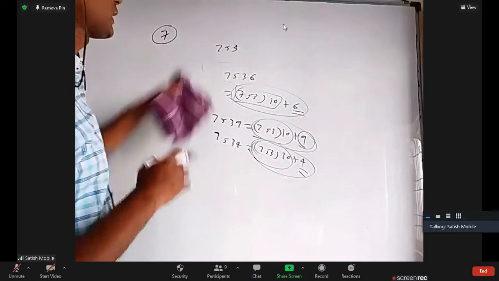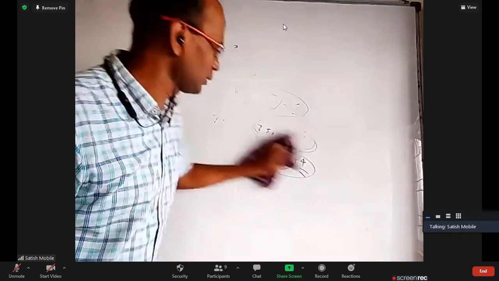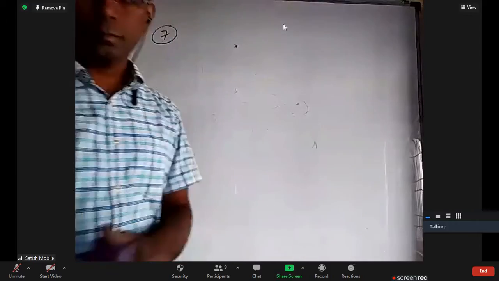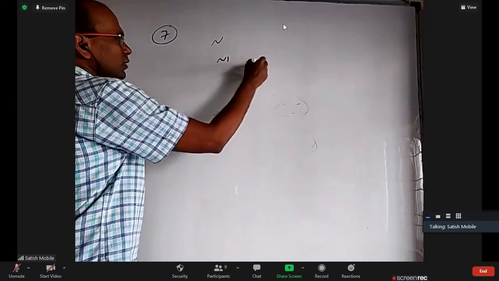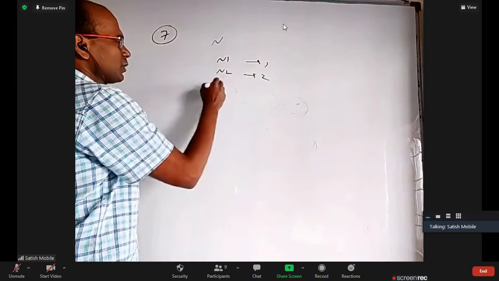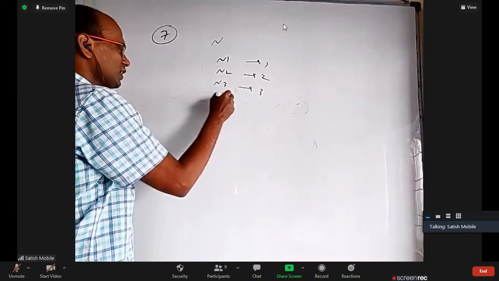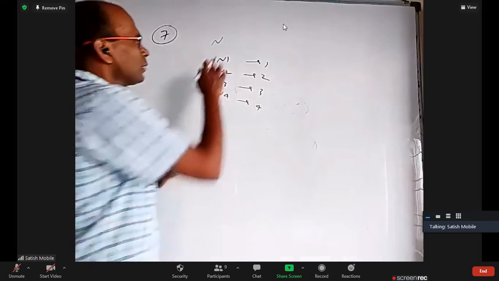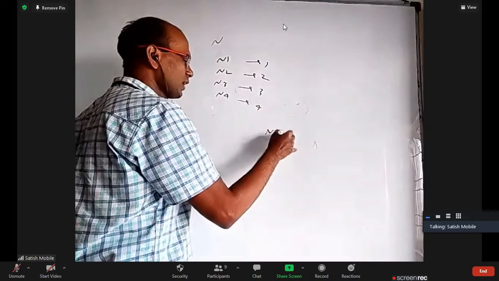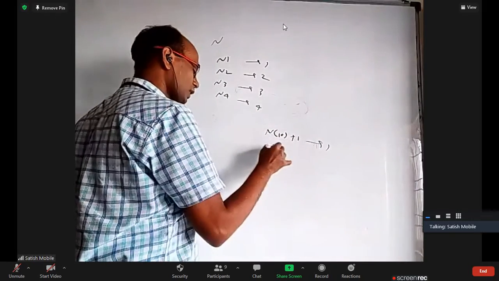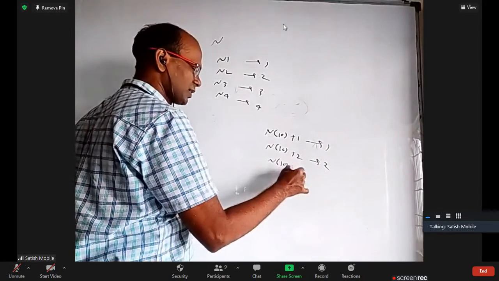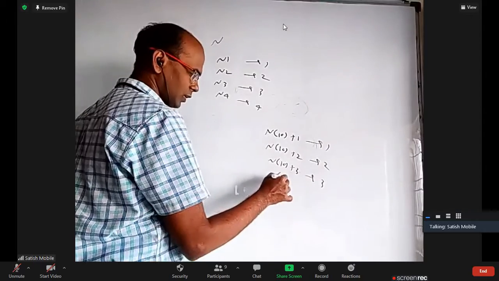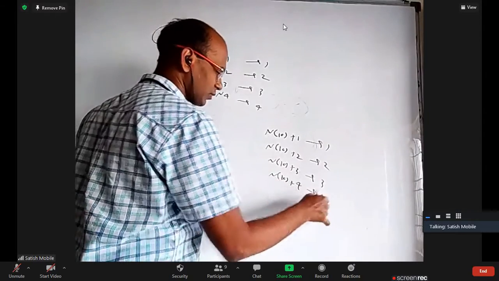So whenever you are taking your original number as n, then n1 should be divisible by 1, n2 should be divisible by 2, n3 should be divisible by 3, n4 should be divisible by 4, and so on. But n1 can be written as n into 10 plus 1, that should be divisible by 1. N into 10 plus 2 should be divisible by 2. N into 10 plus 3 should be divisible by 3. N into 10 plus 4 should be divisible by 4.